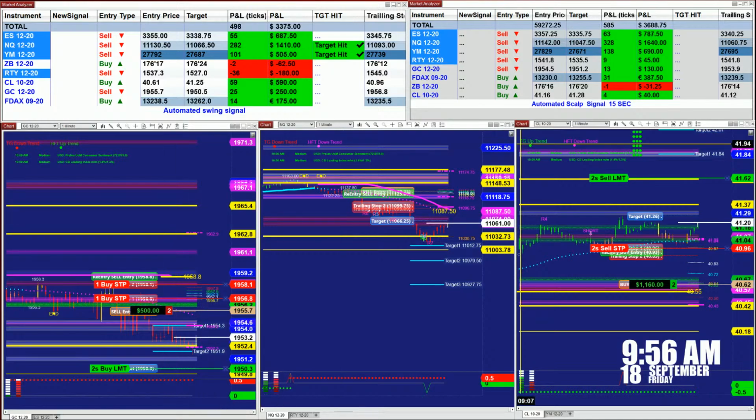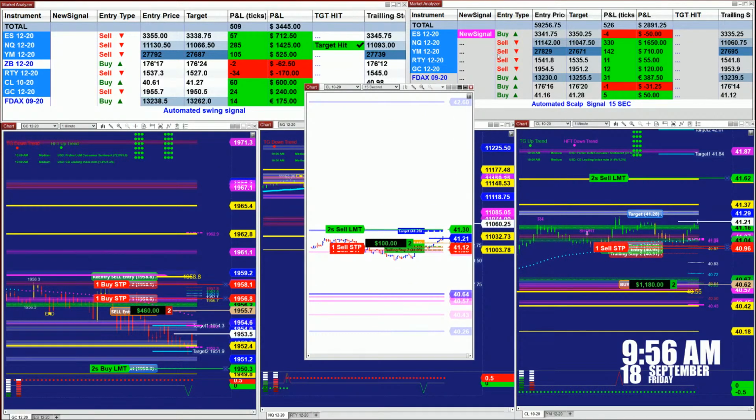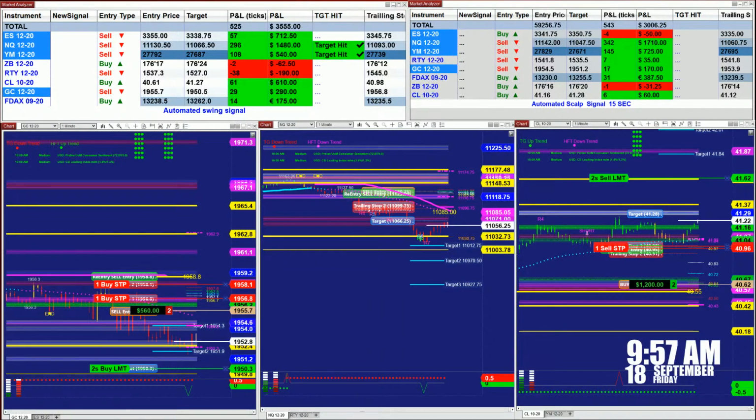So the blue charts are for the swing market, on the left upper corner, and we use the white charts for the right upper corner here. As you see right now, the ES has a new signal: buy 33.4175, target 33.50, and this is the ES signal. If you want to follow any of those signals, please be on the SIM.